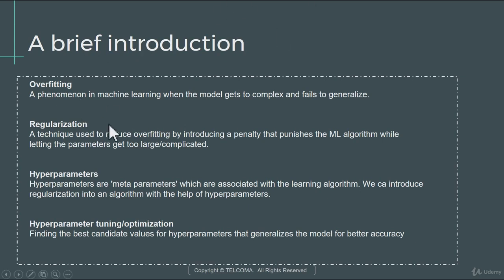So what's regularization? It is a technique used to reduce overfitting by introducing a penalty that punishes the algorithm while the parameters get too large or complicated. Now, just recollect the same example I was talking about. You have a scenario where you have created unnecessarily complicated rules, so your model is overfitting. Whenever you misclassify or incorrectly predict something, what if there was a mechanism to give a signal or a penalty so that the algorithm understands that this is incorrect and probably it's best to ignore.